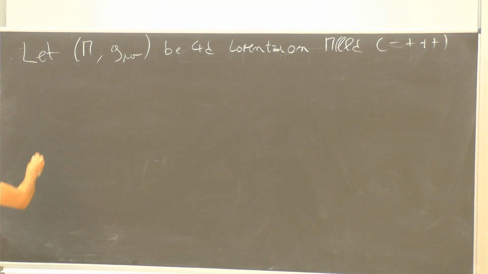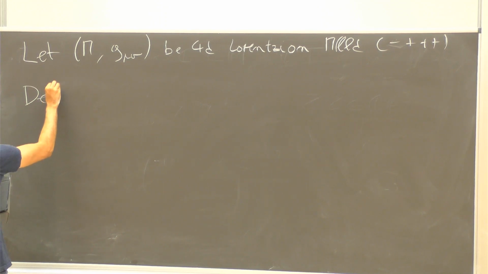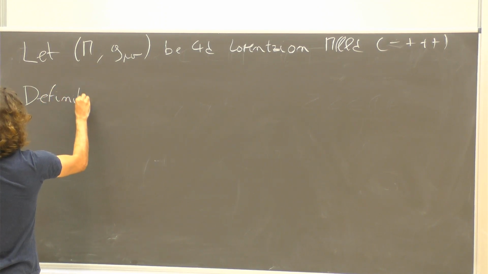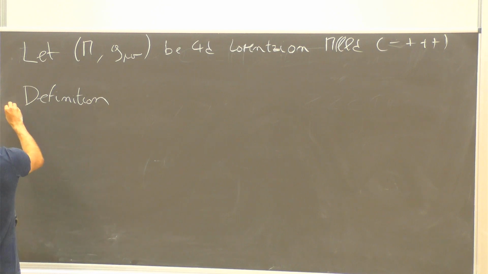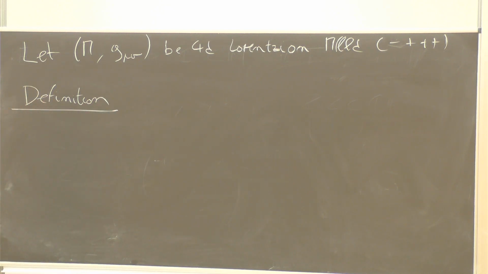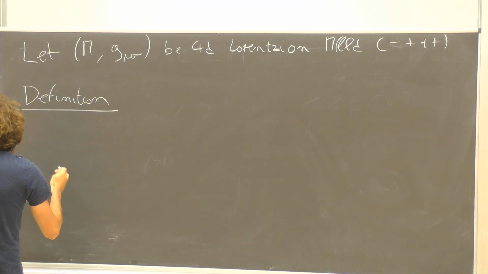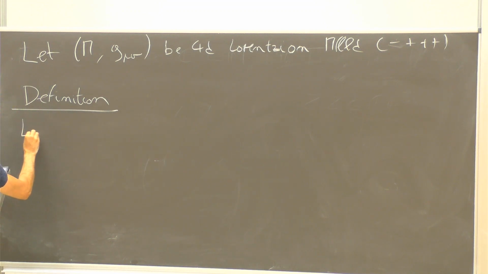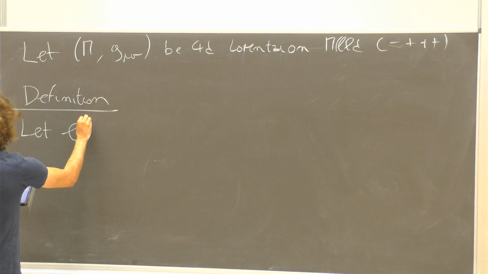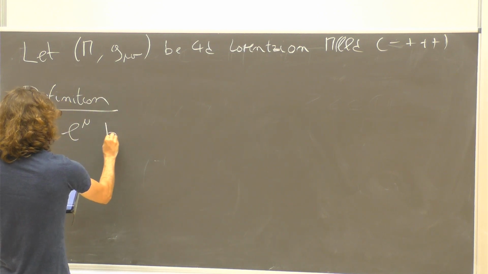So definition. Null geodesic congruence is a fancy word, but precisely I want you to get exposed to this just to realize that it's a fancy word but a simple notion. So let L mu be a nowhere vanishing vector field.